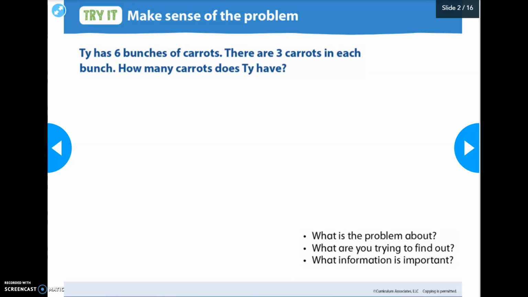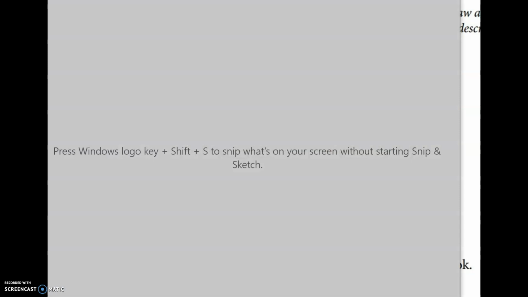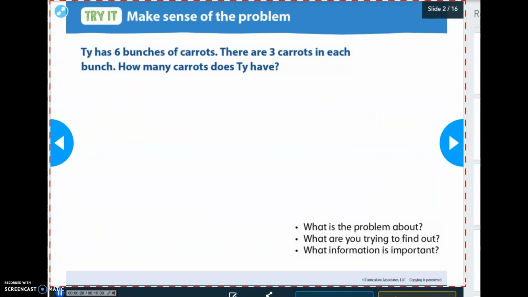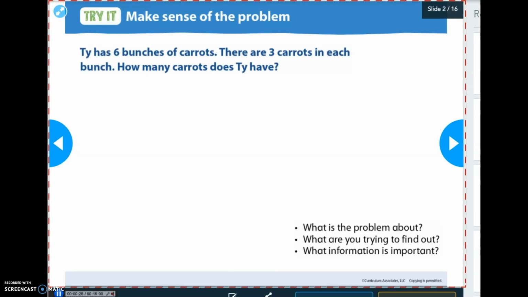So the first question says, what is the problem about? Well, the problem is about carrots. Our next question says, what are you trying to find out? So I'll underline what we're trying to find out. Switch this so we can write. So we'll underline how many carrots does Ty have, because that's what we're trying to find out. And we're going to circle the information that we need to do this.